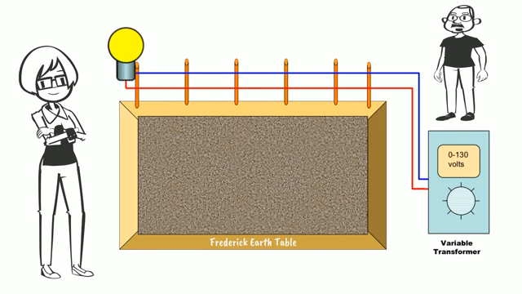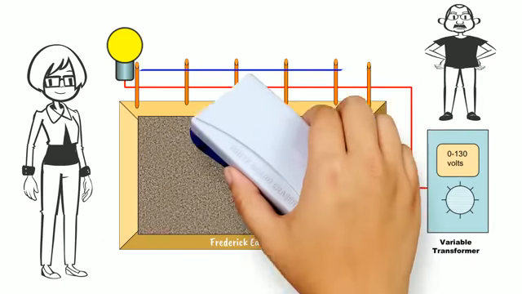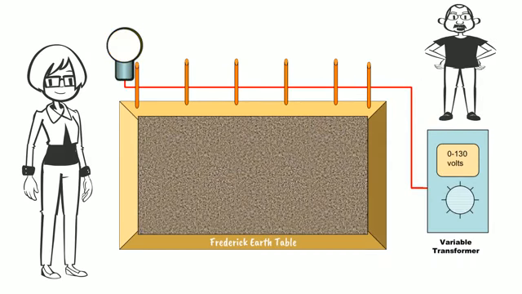When I turn on the transformer, the light bulb glows. If I disconnect the neutral, or the return wire, the light bulb turns off. The circuit is now broken as there is no wire to return the electrons to their source.